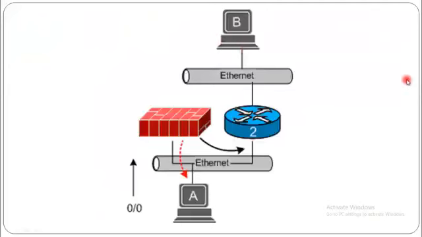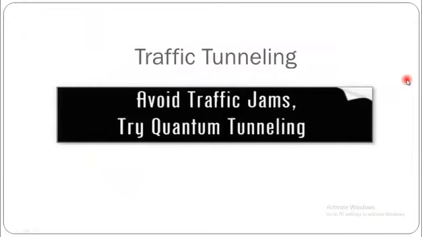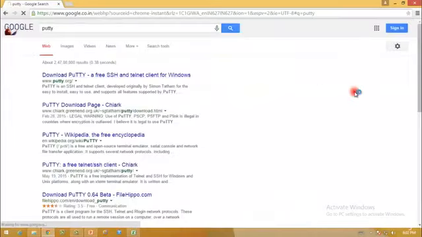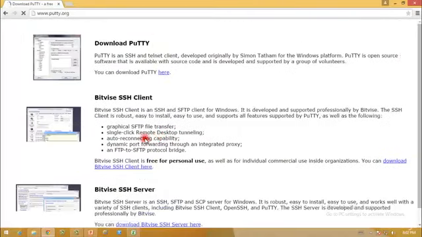And the final thing that I'd like to convey to you would be, avoid traffic jams, try quantum tunneling. It is the most famous quote of all time. I don't know who said it exactly, but this is very famous. Quantum tunneling, in technical terms, I can say is using a secure layer. There's a most famous application used for it called PuTTY, P-U-T-T-Y, and you can download it from over here. Let me show it to you. As you can see, this is a free SSH and telnet client for Windows. And Ubuntu and Kali Linux have inbuilt SSH clients, so you don't need to worry about that.